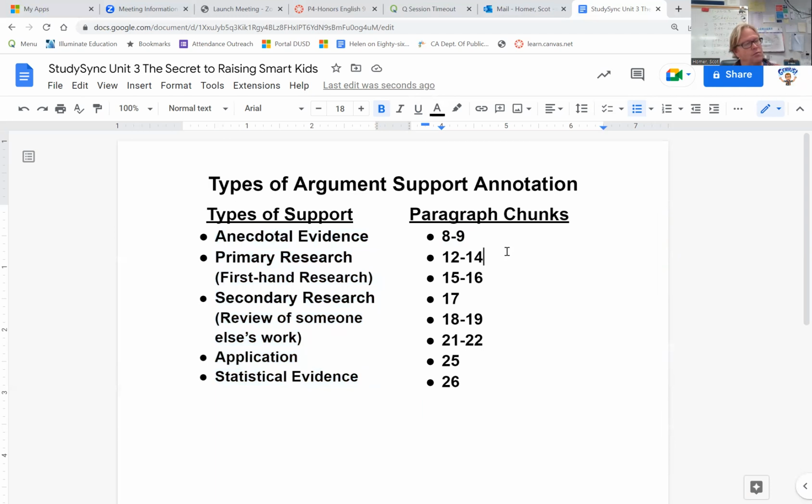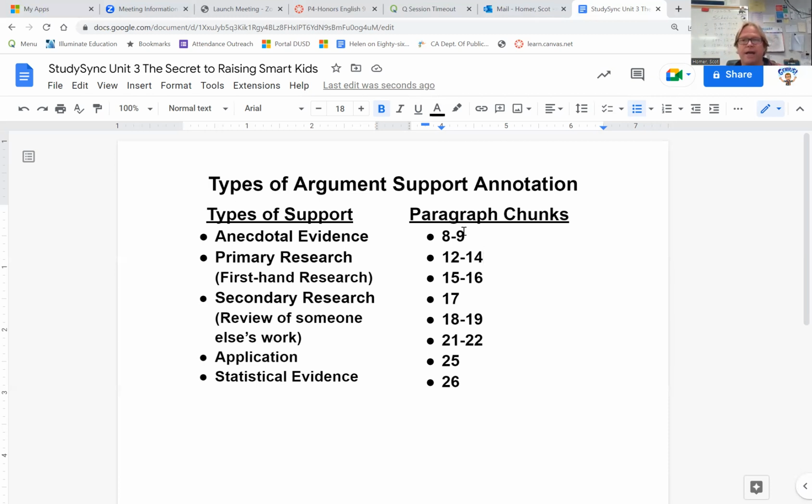I'll give you the first one. If you look at paragraphs 8 and 9, she's talking about the study with the 60 fifth graders. She doesn't tell how it was set up. She doesn't give us any numbers or anything like that. So it's really more of a story of what happened. So that one would be anecdotal evidence. Then if you go to the next page, page 82, we'll have paragraphs 12 through 14. And she uses another type of evidence for that.